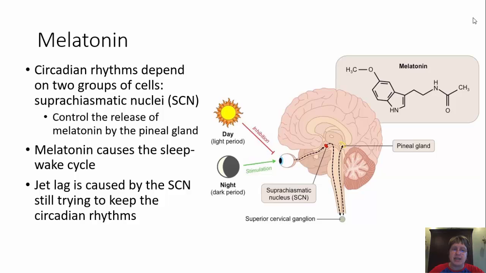Interestingly enough, if you travel over different time zones, or definitely overseas, jet lag is caused by these SCNs that are still trying to keep the circadian rhythm. So it's been shown that if you do get some sleep right away or you take some melatonin over the counter, that can help reduce the amount of jet lag that you have. But over time, even if you don't do that, over a few days your body will get back into its normal circadian rhythm.